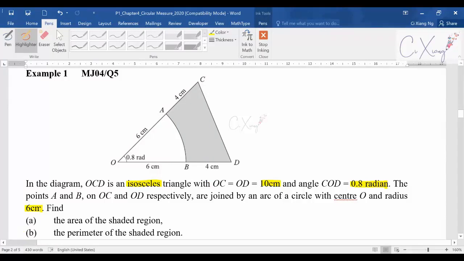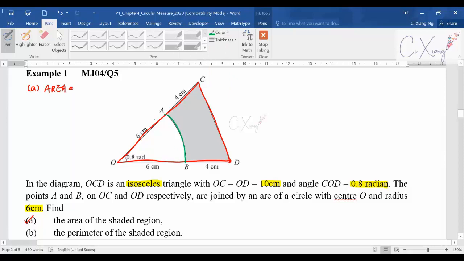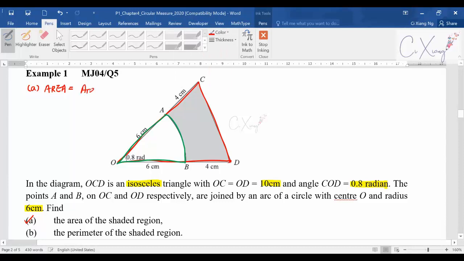All right, so first they want you to find the area of the shaded region. To calculate the area of the shaded region, what can we do? You can see that you are actually going to use the area of a triangle minus the area of the sector. This is a sector, right? After you take the triangle minus the sector, you will get the shaded area. If you want, you can write it out in your step first. So this is the area of the triangle minus the area of the sector.